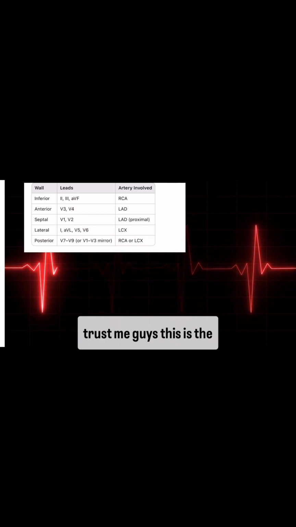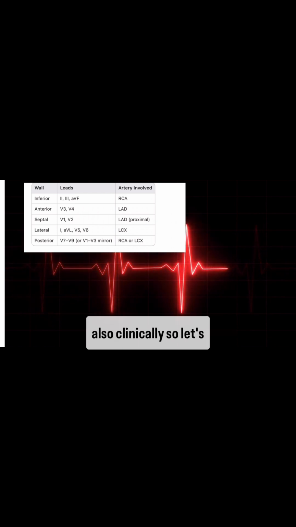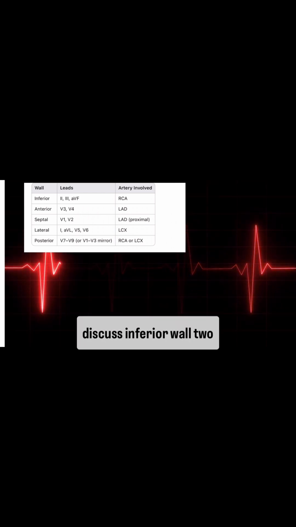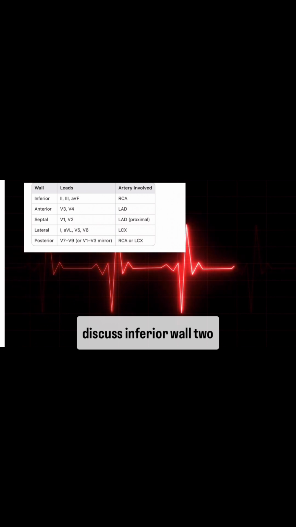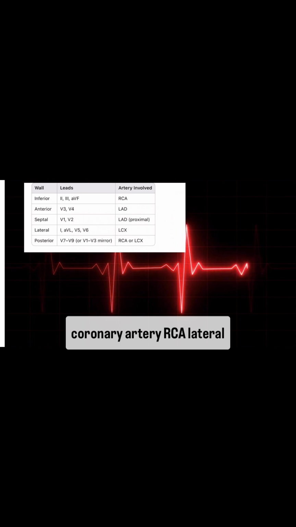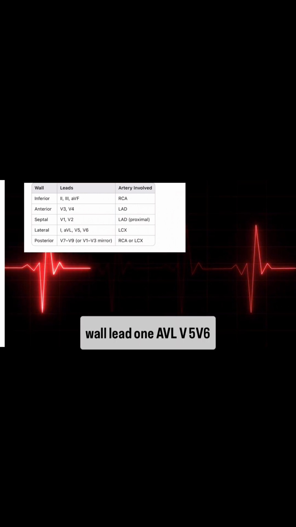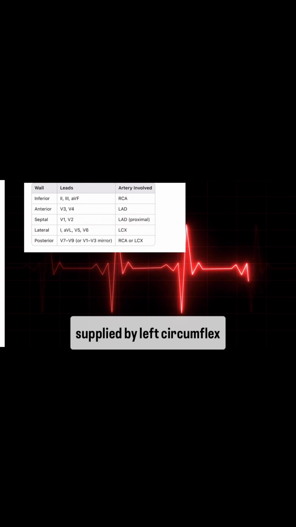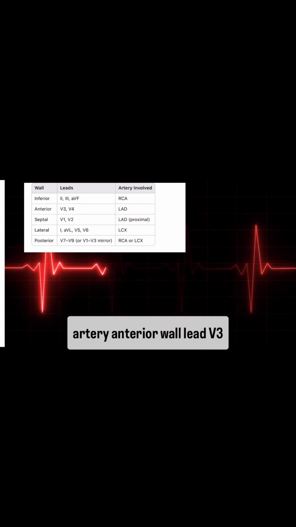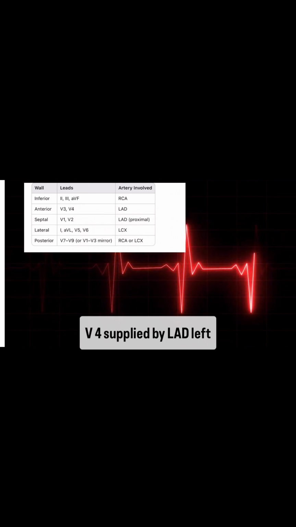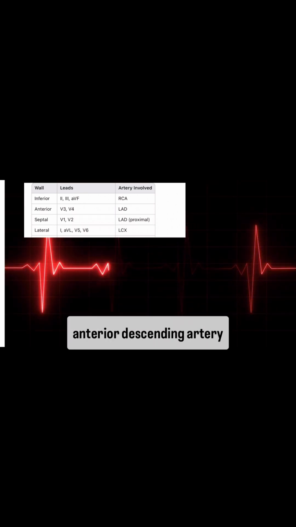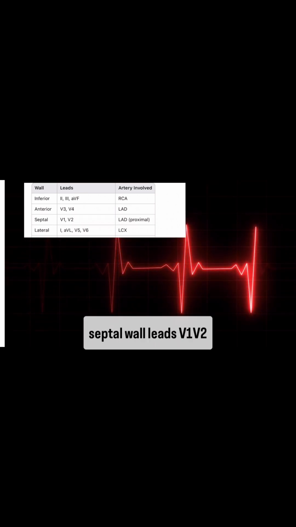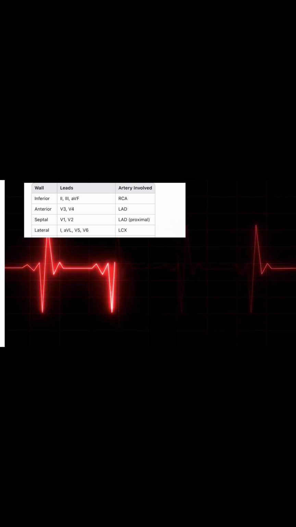Now let's break down which lead shows which part of the heart. And trust me guys, this is an important topic for exams and also clinically. So let's discuss. Inferior wall: leads 2, 3, AVF, supplied by the right coronary artery, RCA. Lateral wall: leads 1, AVL, V5, V6, supplied by the left circumflex artery. Anterior wall: leads V3, V4, supplied by LAD, the left anterior descending artery. Septal wall: leads V1, V2, supplied by LAD septal branches.